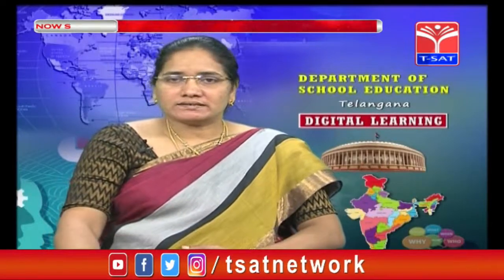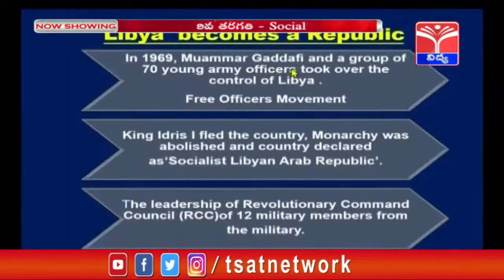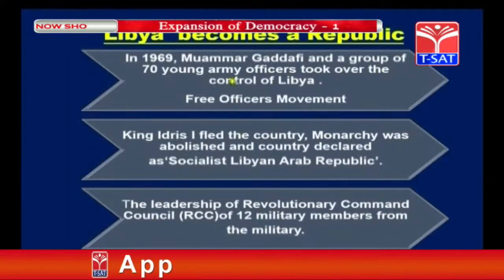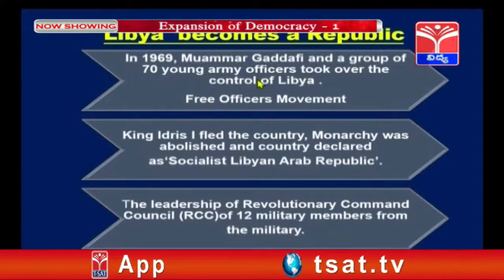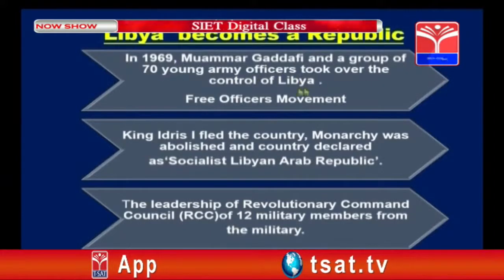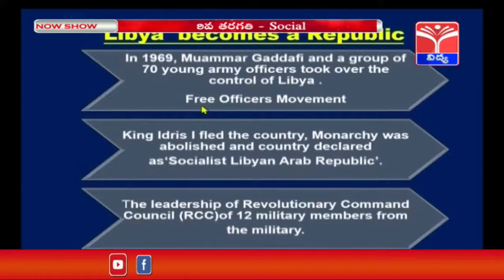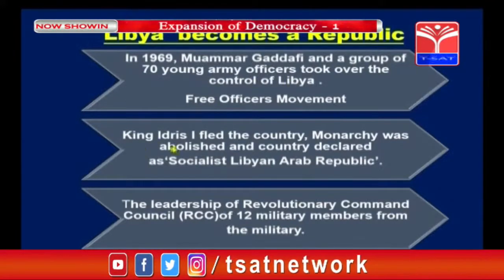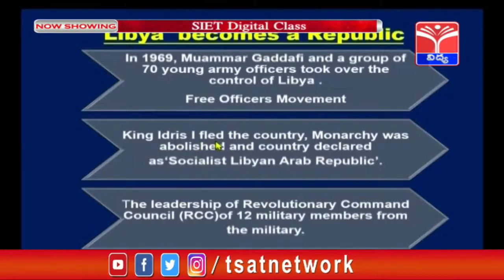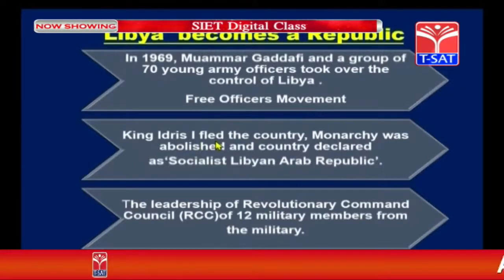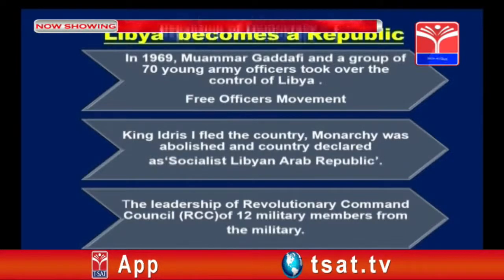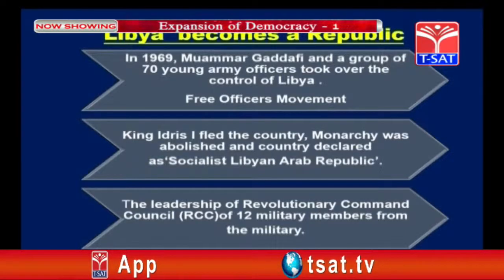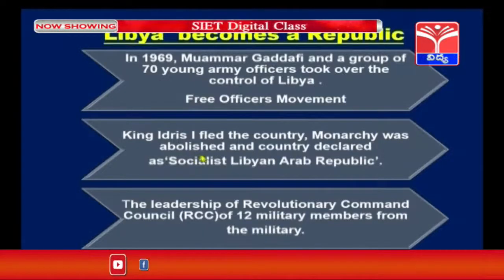So, in 1969, Muammar Gaddafi and a group of 70 young army officers took over the control of Libya. This group is known as the Free Officers Movement. Then King Idris I fled away from the country. That means he left the country in fear of threat. And now the Libyan monarchy was abolished.